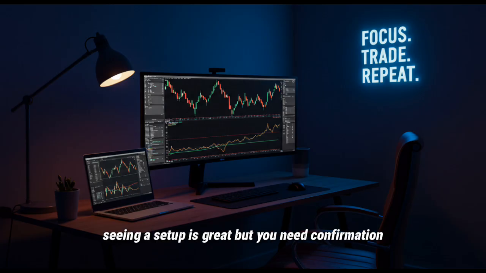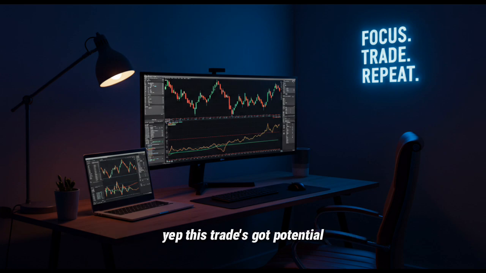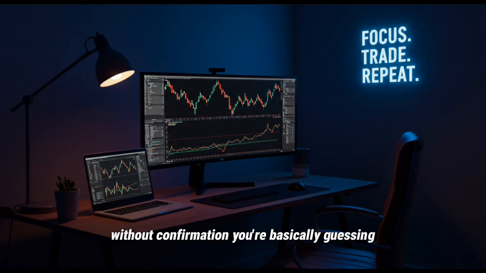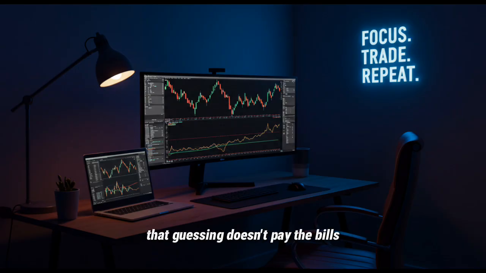Seeing a setup is great, but you need confirmation to make sure it's the real deal. This is your safety net, the extra evidence that says, "Yup, this trade's got potential." Without confirmation, you're basically guessing. And trust me, I've learned the hard way that guessing doesn't pay the bills.